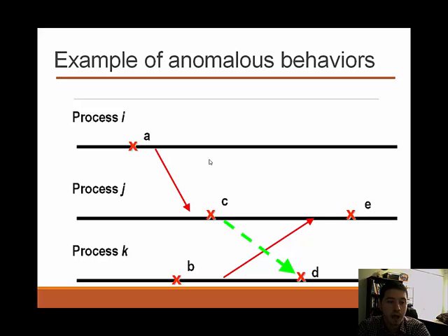So those anomalous behaviors will happen. For example, here we can see that A is sending a message to C, and C, before it receives the message from A, sends a message to D. Now the question is, what is the relationship between A and D? We might not know in this case, because A sends a message to C, and before C receives that message, it sends a message to D. So we are not sure what the relationship between A and D is.